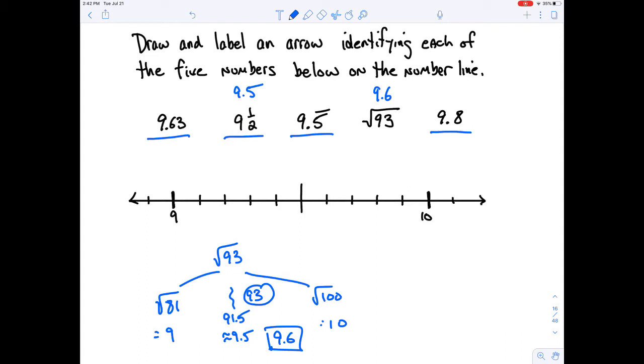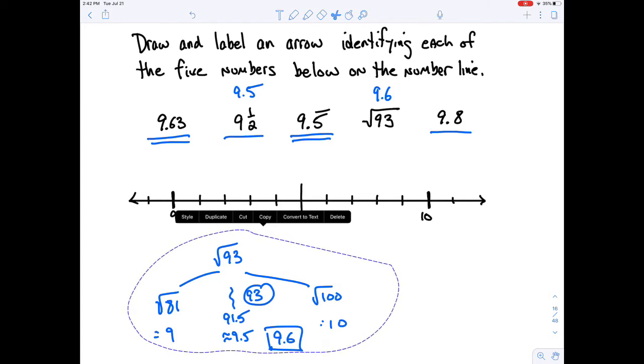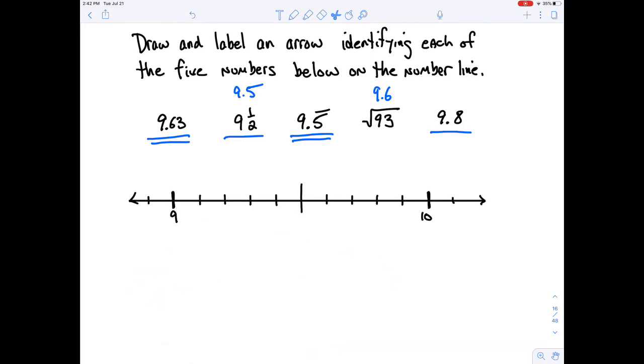Now I do have a couple concerns here. 9.6, well, that's pretty close to 9.5 repeating, and it's pretty close to 9.63 repeating as well. So on this one, before I place anything, I'm going to do one additional step. And for that, I'm going to say that this estimation was not sufficient to do what we needed. It got us close, but it didn't really give us what we needed. What I'm going to do instead is I'm going to take this 9.63, and I'm going to square it to see if I come out with 93.